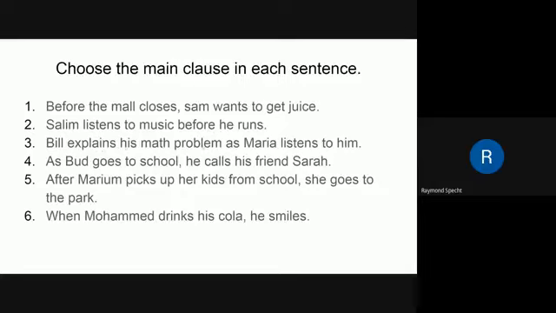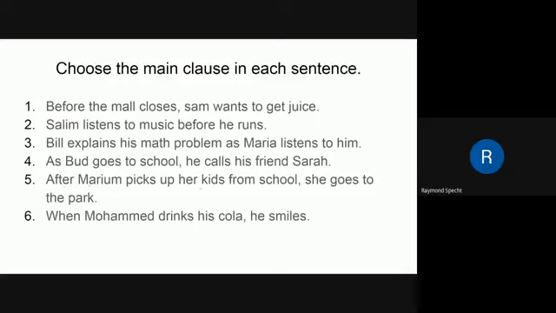Number 3. Bill explains his math problem as Maria listens to him. Bill explains his math problem is our independent, or main clause, and as Maria listens to him is our dependent clause. Why? As. Number 4. As Bud goes to school, he calls his friend Sarah. He calls his friend Sarah is our independent or main clause. As Bud goes to school is our dependent clause because of as. All right? There's our word.